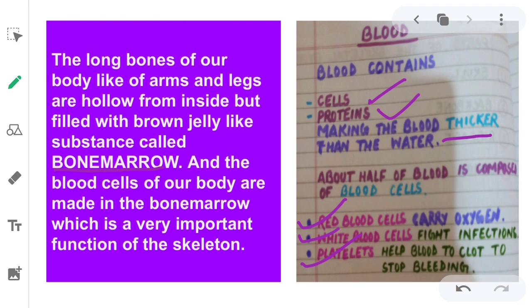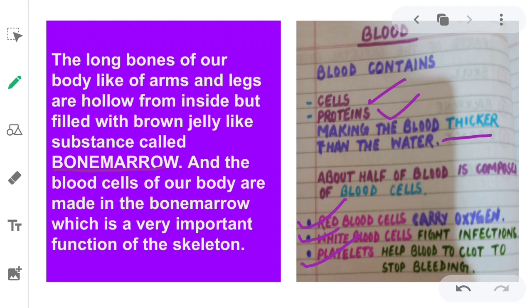For example, the red blood cells, what is their work? Their work is to carry oxygen from the lungs to the body, and then they also take the carbon dioxide to the lungs, where this carbon dioxide is purified. Then we have the white blood cells that help to fight infections. They protect the body from infection and also help in healing wounds. All of you get wounds. How do the wounds get healed on their own? Because of the white blood cells.